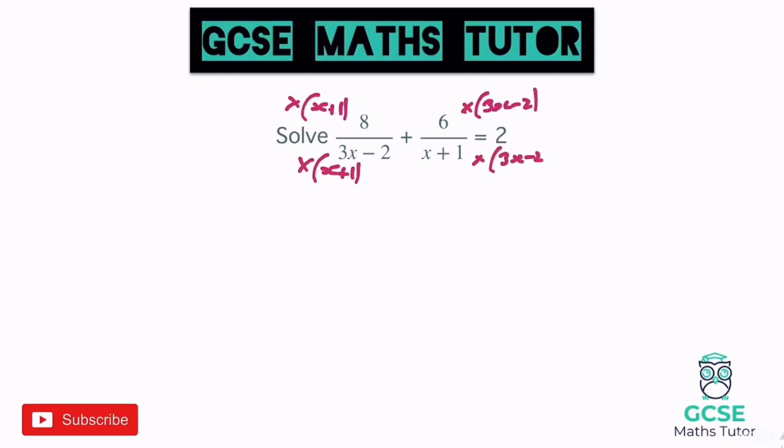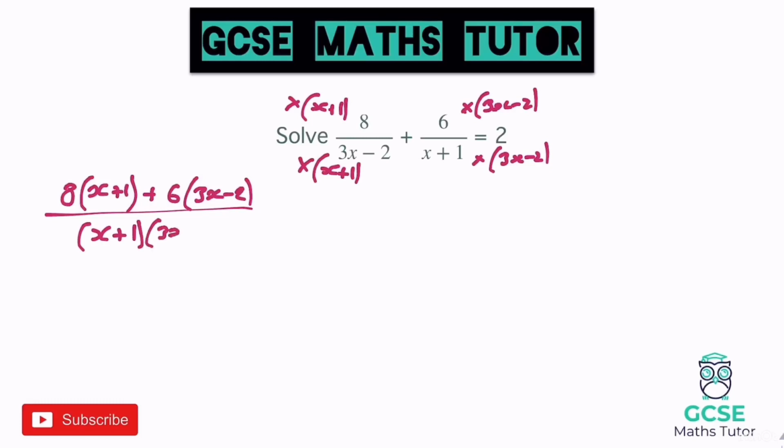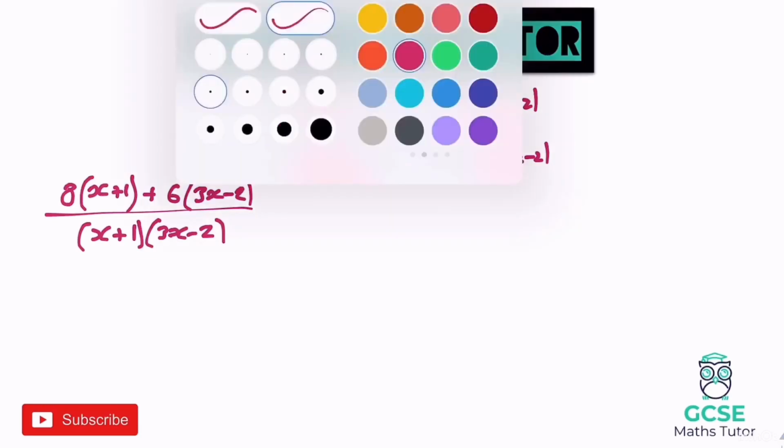Okay, and I've written that next to the top and bottom so I don't forget what I'm timesing by. So on the top there we get 8 lots of x plus 1, and we're going to add to that 6 lots of 3x minus 2. Now because I'm going to get a common denominator here, I'm just going to write that all over my double bracket, which is x plus 1 and 3x minus 2. There we go. Now we can go about expanding all of that and just get it all tidied up.